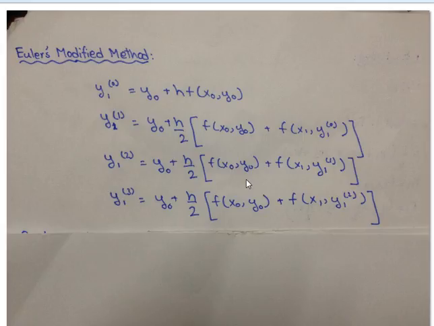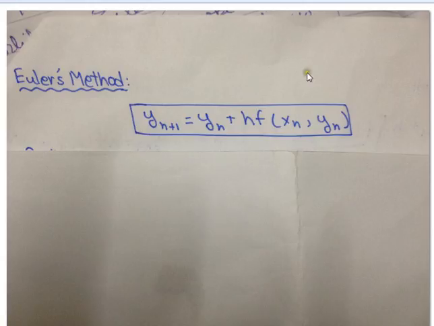Well, what is Euler's modified method? Euler's modified method is an extension of Euler's method, which is an approximation of the next value of the function. Euler's method looks something like this. This is the equation of Euler's method.